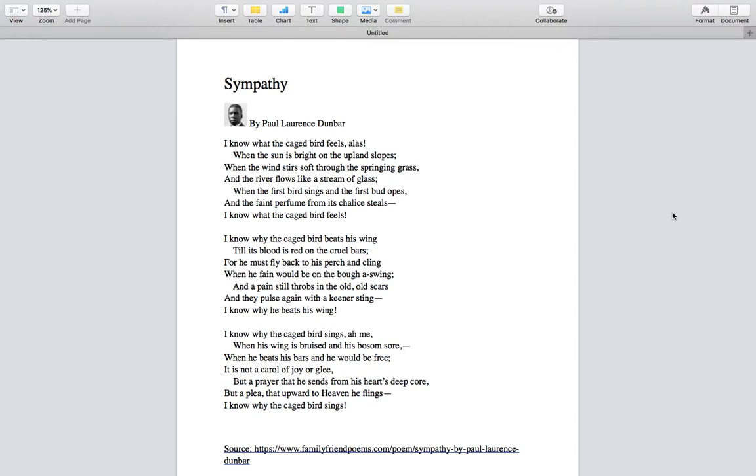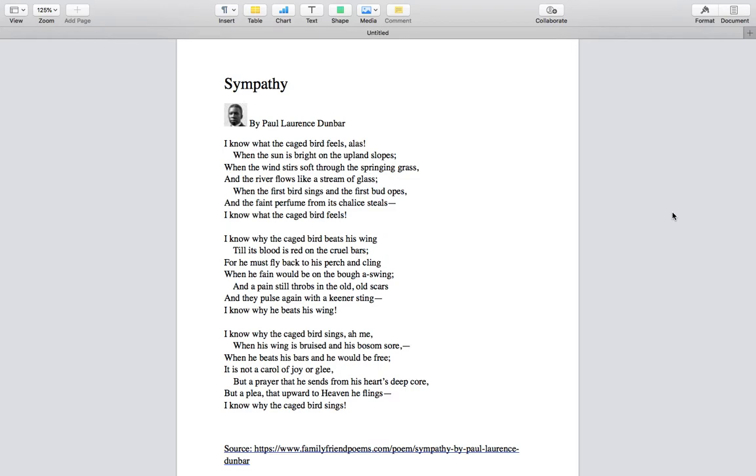So let's begin. Sympathy. I know what the caged bird feels, alas, when the sun is bright on the upland slopes, when the wind stirs soft through the springing grass and the river flows like a stream of glass, when the first bird sings and the first bud opes and the faint perfume from its chalice steals, I know what the caged bird feels. I know why the caged bird beats his wing till its blood is red on the cruel bars, for he must fly back to his perch and cling when he fain would be on the bough a swing. And a pain still throbs in the old, old scars, and they pulse again with a keener sting. I know why he beats his wing.